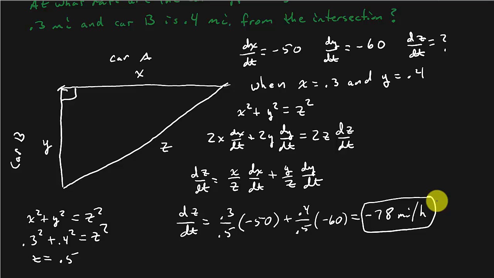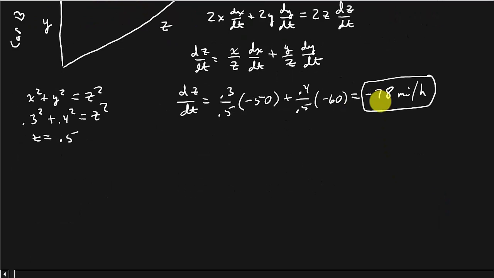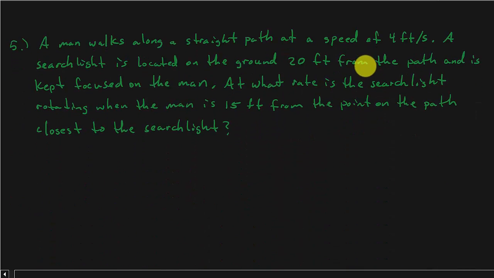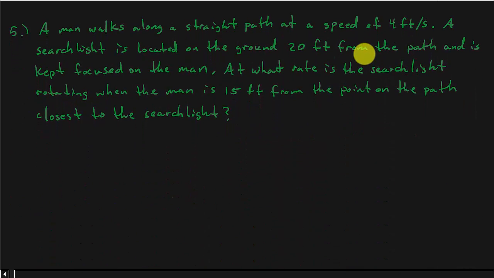Okay. All right, so let's look here. This is the last one. It says a man walks along a straight path at a speed of 4 feet per second. A searchlight is located on the ground 20 feet from the path and is kept focused on the man. At what rate is the searchlight rotating when the man is 15 feet from the point on the path closest to the searchlight?